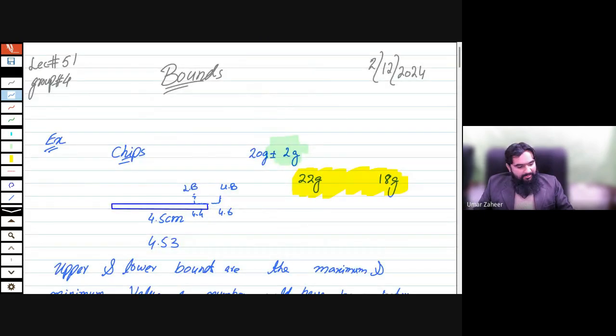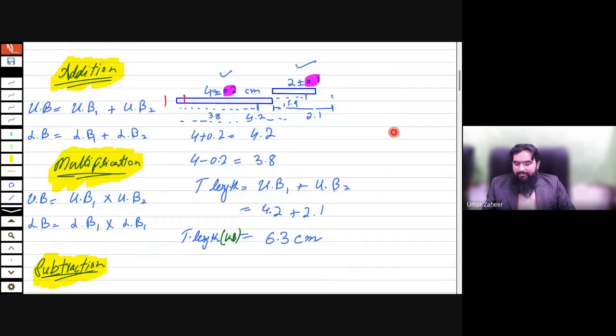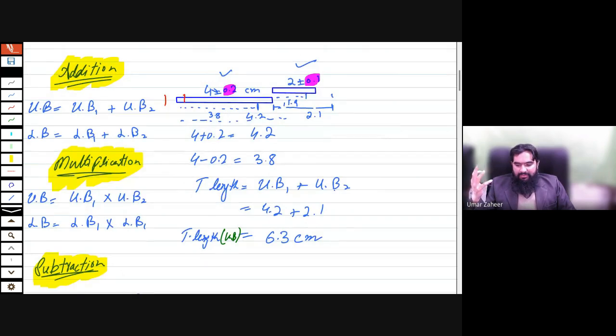Okay, first of all, when we are going to do the bounds, the bound is basically the maximum value and the minimum value that any measurement you take could be. And we are going to discuss the four cases: addition, multiplication, subtraction, and division.